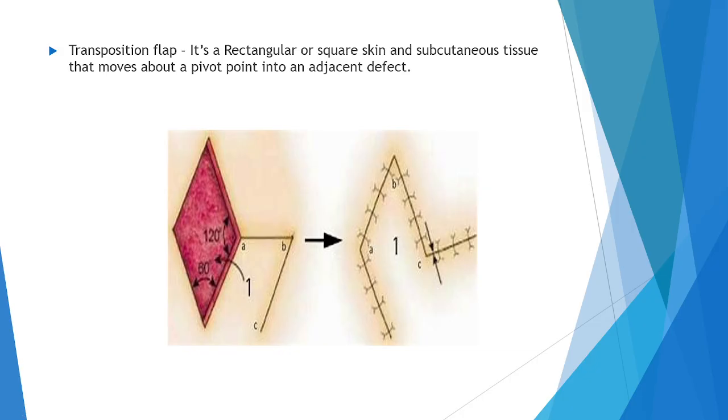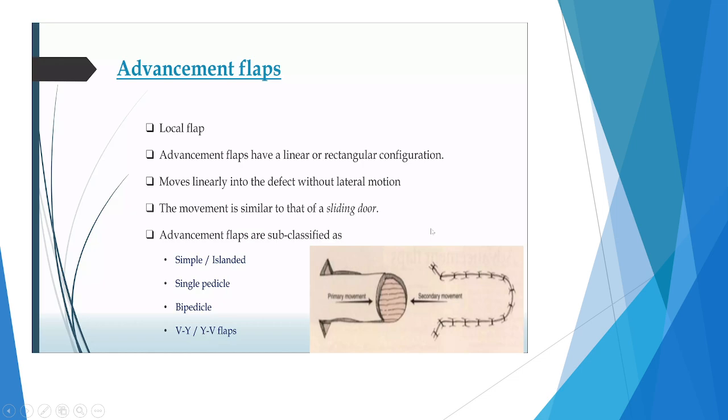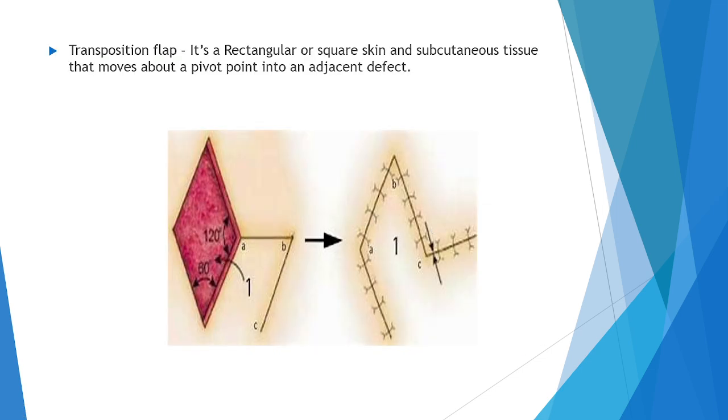Coming to the next, that is the transpositional flap. It is a rectangular, as you can see here, piece of skin and subcutaneous tissue that moves about the pivot point into the adjacent defect. Okay, so this is a technique used during the ATT procedures.